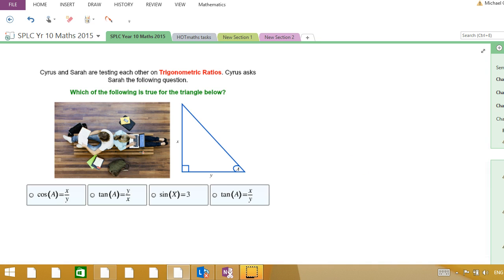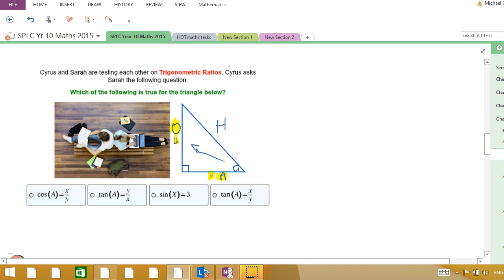Let's have a look at another one here. Cyrus and Sarah are testing each other on trigonometric ratios, good students that they are. And Cyrus asks Sarah the following question: which of the following is true for the triangle above? Well, to answer these questions, simply go ahead and label the triangle. So we've got the hypotenuse there. Across from the angle given is the opposite. There's the adjacent.